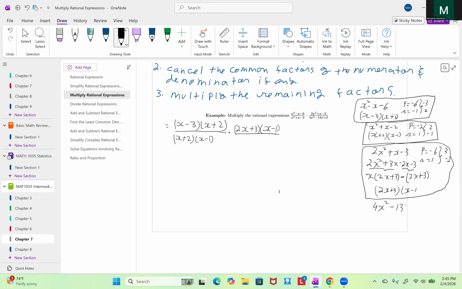The denominator, 4x squared minus 13x plus 3. We need to find two numbers whose product is 12, whose sum is negative 13. Negative 12 times negative 1 is 12. Negative 12 plus negative 1 is negative 13. So we rewrite the polynomial as 4x squared, replace negative 13x by minus 12x minus x, and then plus 3. Then factor by grouping.